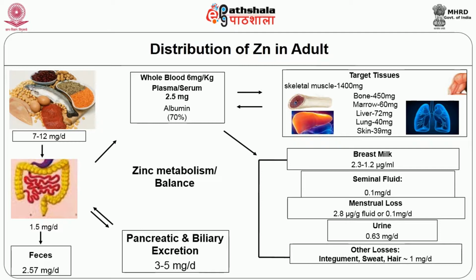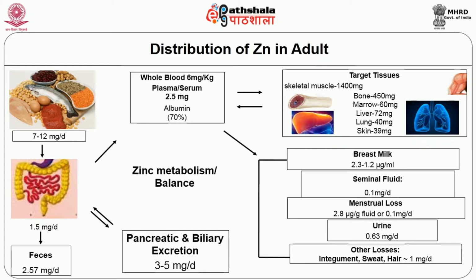The other important area that we need to understand is its excretion. There is excretion into the breast milk. Milk is the major source of zinc for infants. That's why exclusive breastfeeding is essential during the first 6 months, because breast milk provides zinc.